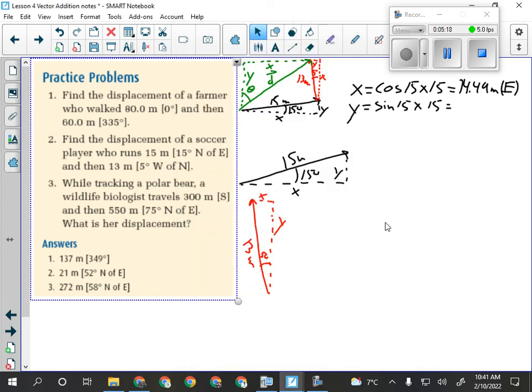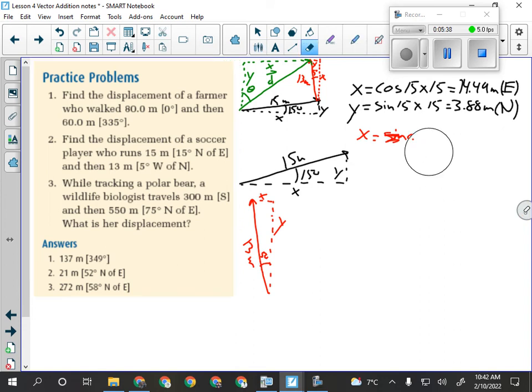Alright, 3.88. And then for the red one, red x on this one is adjacent, so it's the cos of 5 degrees. Sorry, I'm just making a huge mess here. No, it's not. I was right before. It's the opposite side. Sine of 5 times 13. And y will be the cos of 5 times 15.